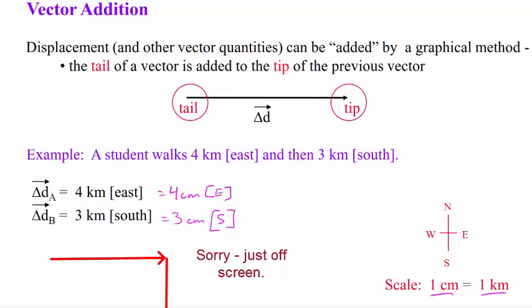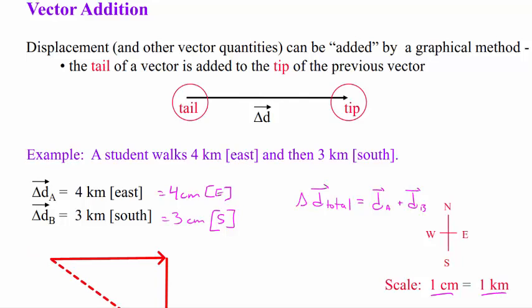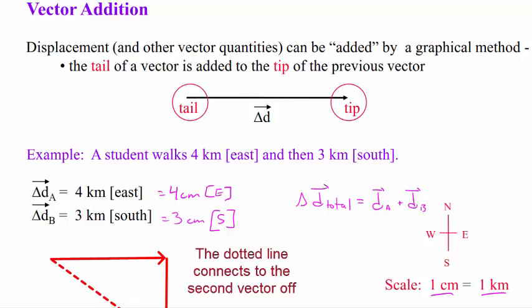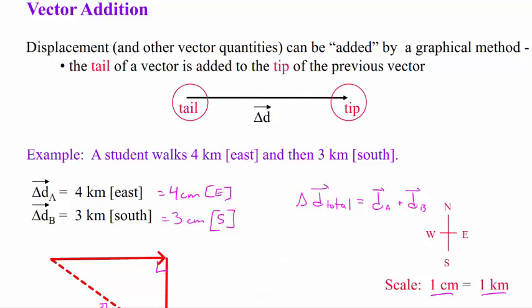Another way of writing this would be that our total change of displacement, sometimes we throw a little arrow on top of it to remind us that it's a vector, is going to be the sum of displacement A and displacement B. I'm going to make a dotted vector to represent this. And so I need to measure this. If I put a ruler on this and measure it, I can also notice that this is one of the special triangles. It's a 3, 4, 5 triangle. And so this is going to be 5 centimeters long.